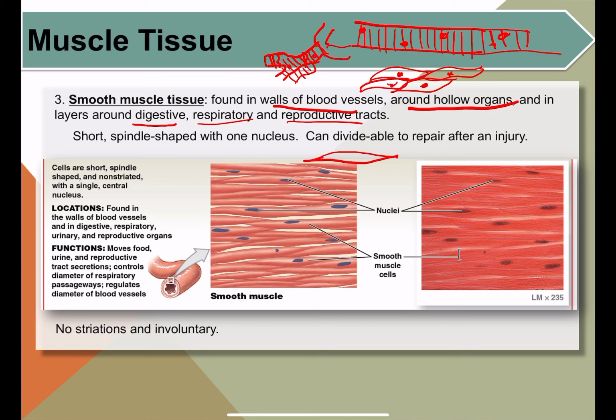Now, for smooth muscle tissue, out of the three types of muscle tissue, smooth muscle is the one that has the greatest capacity to regenerate through cell division. Skeletal muscles can't divide, but they can rely on myosatellite cells. Cardiac muscle cells can't divide, and there are no myosatellite cells.